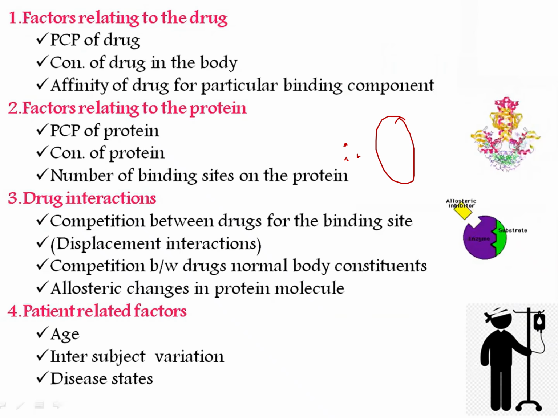Then our next factor is drug interaction with the protein, how the drug will interact with the protein. Competition between drugs for the binding site may happen. Competition between drugs and normal body constituents may happen. Allosteric changes in the protein molecule may occur. We have learned this in pharmacology, like agonist, antagonist, G protein coupled receptors and ion channel receptors. This is very much related. However, there are also patient-related factors like age, disease states, intersubject variation, etc.